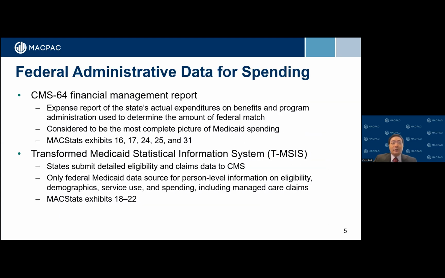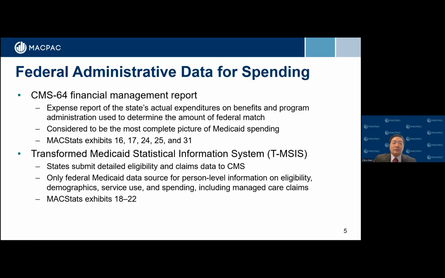I'm going to focus primarily on MACPAC's work to provide state-level data on Medicaid spending. There are 2 primary sources of data on Medicaid spending at the federal level: the CMS 64 Financial Management Report and the Transformed Medicaid Statistical Information System, or T-MSIS. The CMS 64 is a report of the state's actual expenditures on benefits and program administration and is used to determine the amount of federal match received. Because of this tie to federal match and the regularity of reporting, the CMS 64 data is considered to be the most timely and reliable source of data on aggregate Medicaid spending.